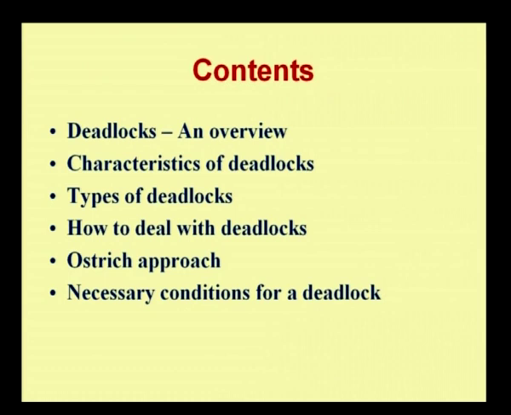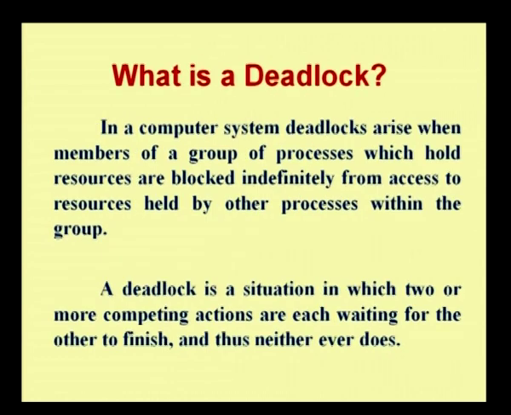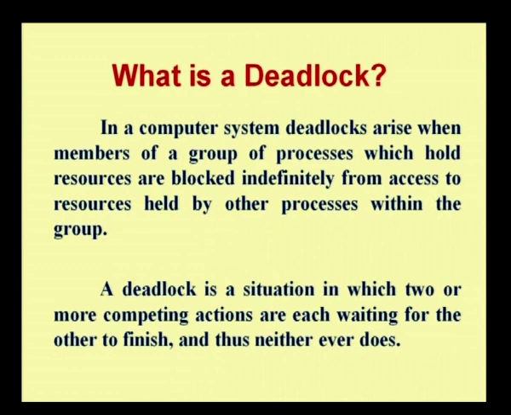Today's content will be deadlock overview, characteristics of deadlock, types of deadlock, how to deal with deadlocks, the ostrich approach, and necessary conditions for deadlock. What is a deadlock? In a computer system, deadlock arises when members of a group of processes which hold resources are blocked indefinitely from access to resources held by other processes within the group. A deadlock is a situation in which 2 or more competing actions are each waiting for the others to finish, and thus neither ever does.